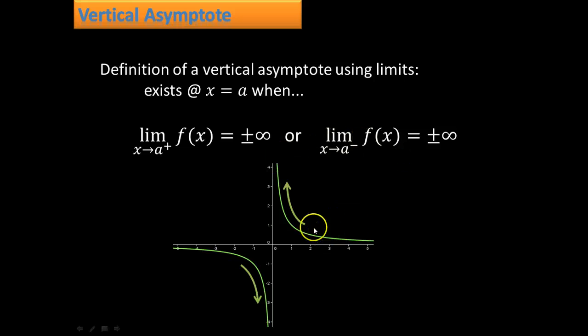So if we're looking here at our 1 over x function again, as we approach 0 from the right, our function tends to get larger and larger and runs off to positive infinity. And as we approach 0 from the left, our function runs off to negative infinity. So that means we would have a vertical asymptote right here at the line x equals 0.